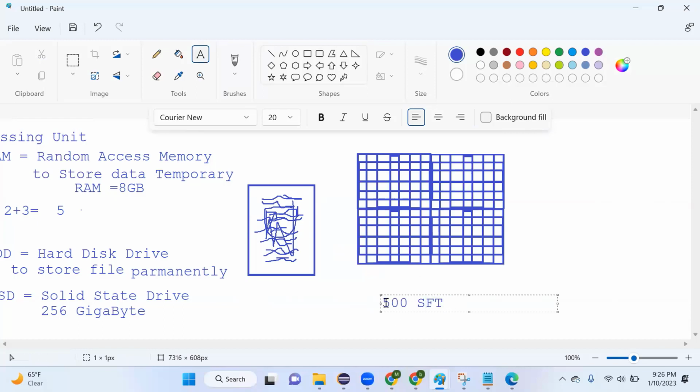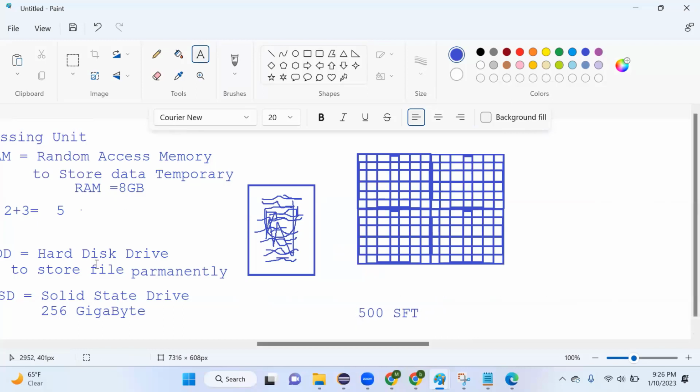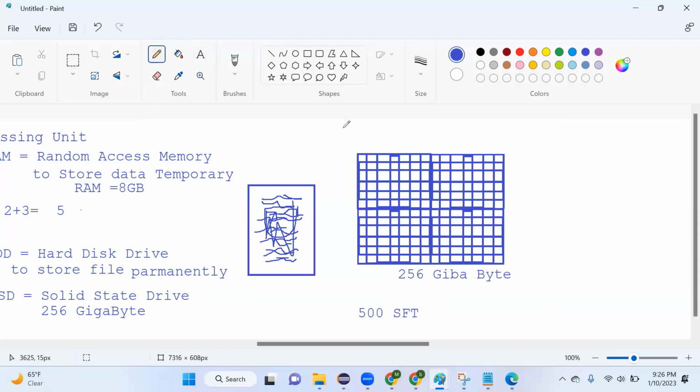In this way, when you buy any RAM or hard drive, they tell you it is 256 gigabytes. That means it has 256, suppose, bytes. Every byte looks like this. 1 byte, 2 byte, 3 byte, 4 byte. So you have 256 gigabytes. So how big is 1 byte of space?